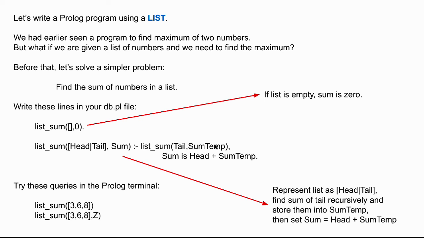Now the second one immediately calls back this function. Again, this tail is divided into two parts, the head and the tail. Again, this function is called again and again. Finally, you come to sum is head plus sum temp. So this sum is computed for the last element, and then you backtrack till you reach the first element, and the total sum is then output in your terminal.